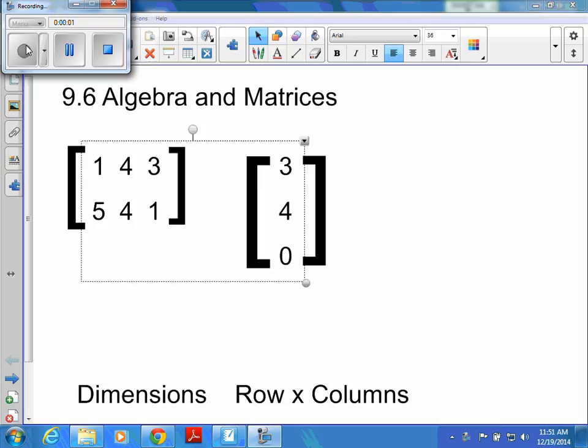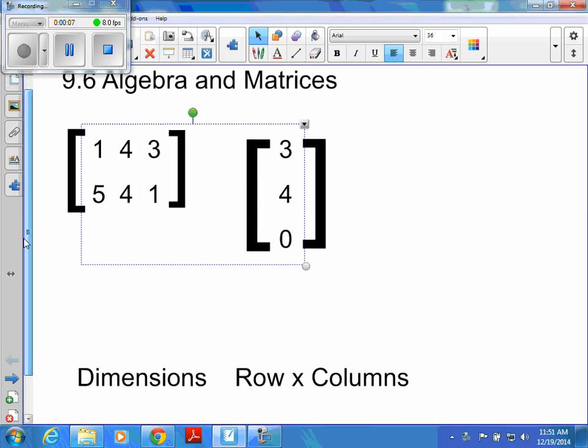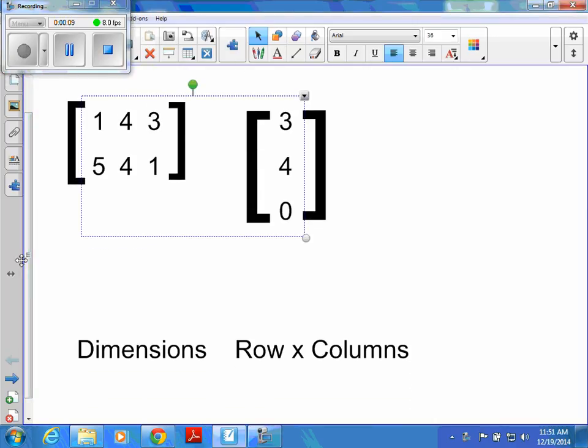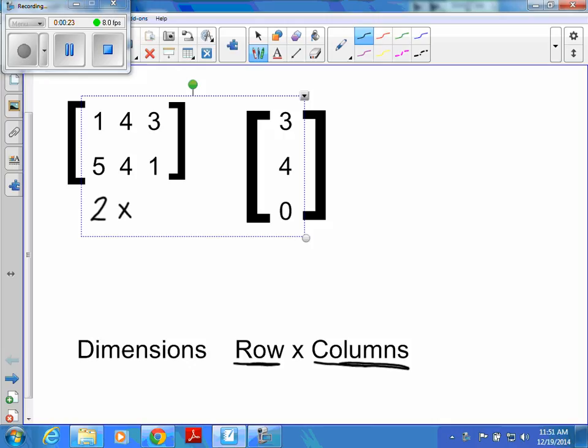9.6, we're going to go over matrices. How do you figure out the dimension of a matrix? You always go row by columns. Rows go horizontally, columns go up and down. So if I wanted to name the dimension of the first matrix, it's 2 rows by 3 columns. It's a 2 by 3.